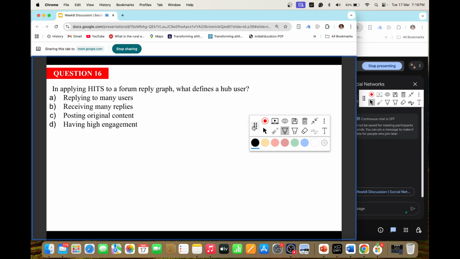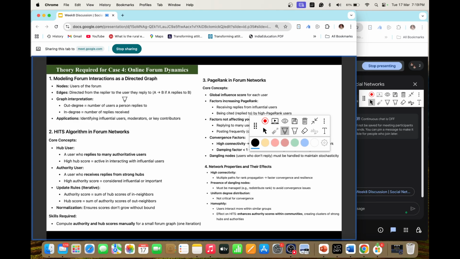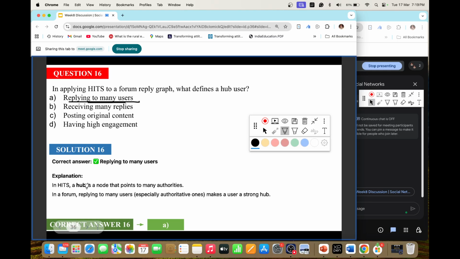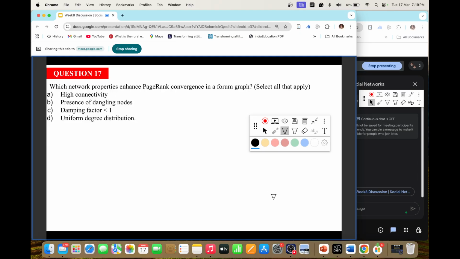In applying HITS to a forum reply graph, what defines a hub user? Option A, replying to many users; B, receiving many replies; C, posting original content; or D, having high engagement. Option A is the correct answer because it is an online forum discussion, so replying to many users is correct. In HITS, a hub is a node that points to many authorities. In a forum, replying to many users, especially authoritative ones, makes a user a strong hub. So option A is the correct answer. Let's move on to the next question.